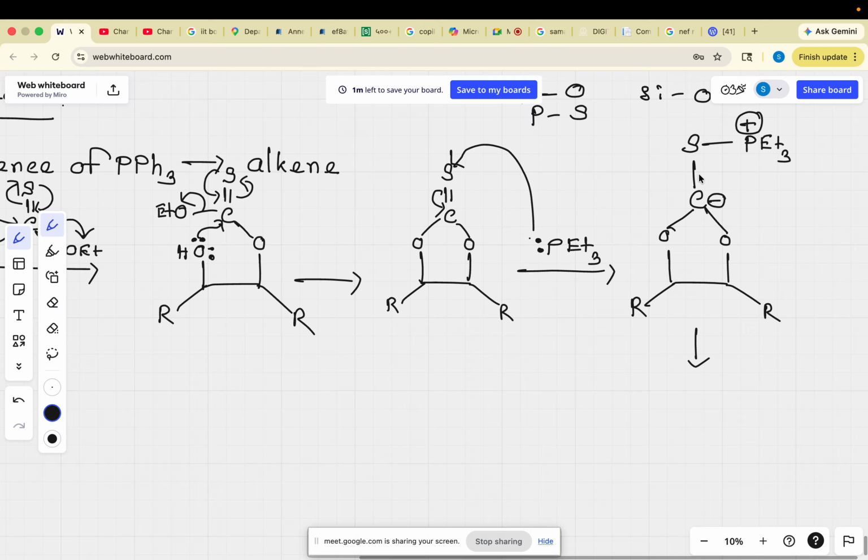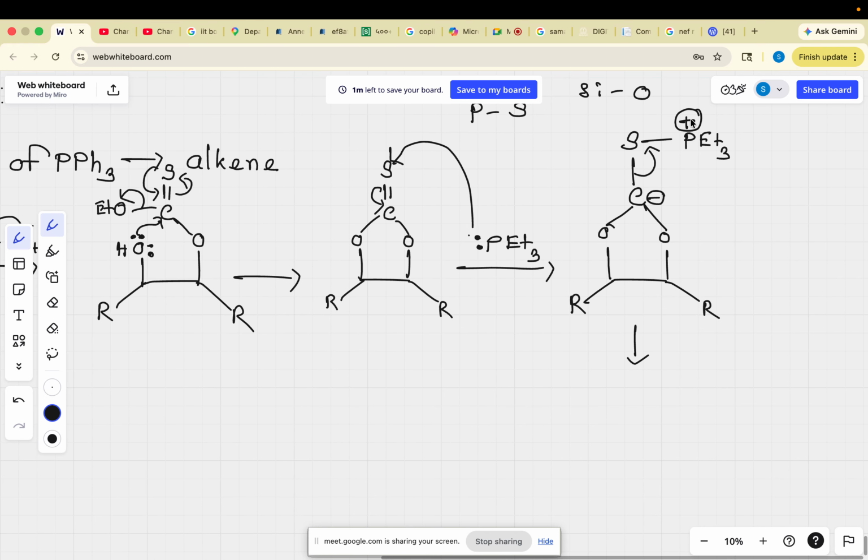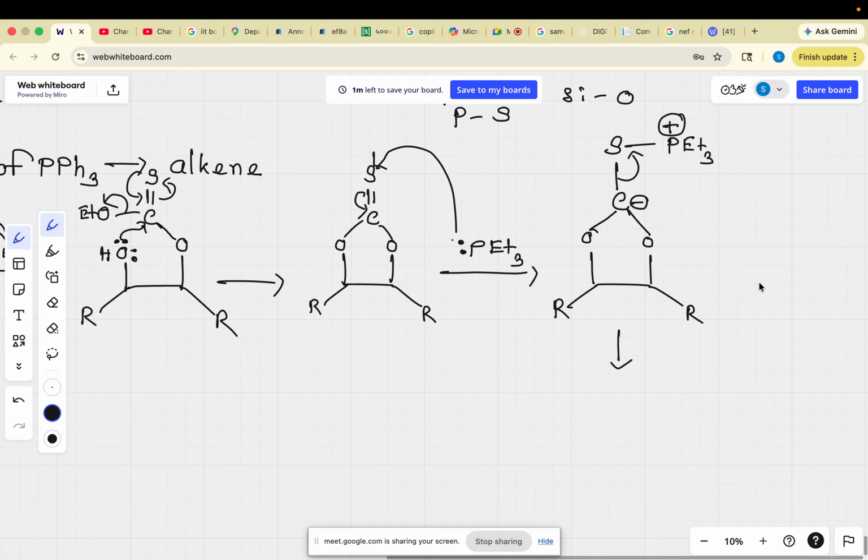Next step, so this bond will break now. If this bond breaks like this, that means the electrons are going to your sulfur atom, right? So what you are getting? Sulfur minus and PEt3 plus. So what can I write down? Phosphorus double bond sulfur, Et3.